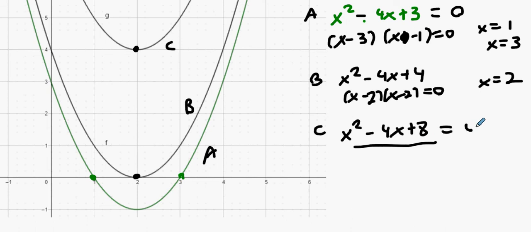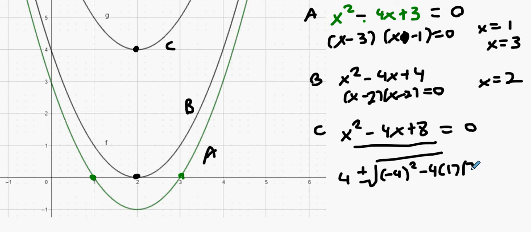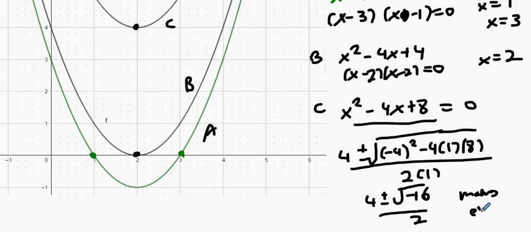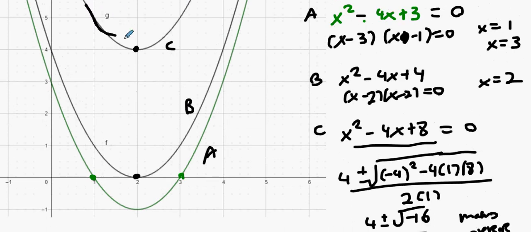Third answer, however, we can't solve this. Do you know why? When you put it into the minus b formula, here's what happens. 4 plus or minus the square root of minus 4 squared minus 4 times 1 times 8, all over 2 times 1. It ends up wanting me to get the square root of a negative number, and the square root of a negative number appears as a maths error. If it's a maths error, it means there's no answers, is there? There's no values of x for which this curve up here hits the x axis. That's why there's no answers.